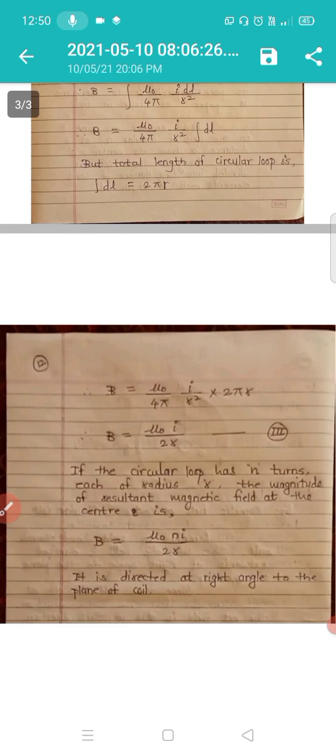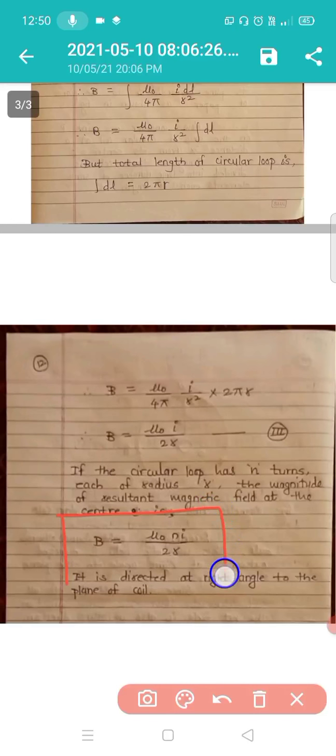If the circular loop has n turns, each of radius r, the magnitude of the resultant magnetic field at the center is given by B is equal to mu naught n I upon 2r. It is directed at right angle to the plane of the coil.